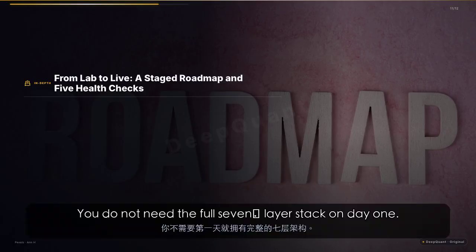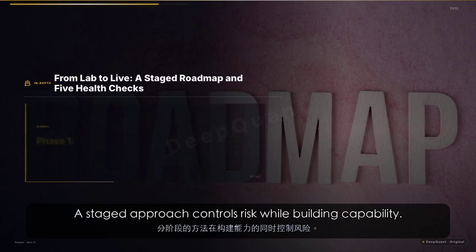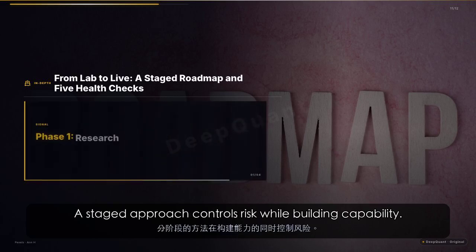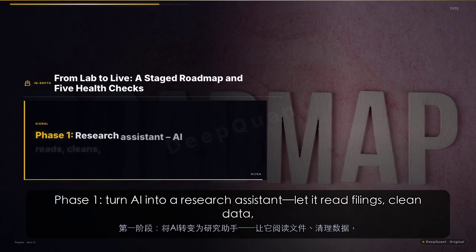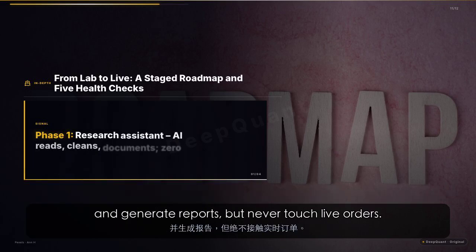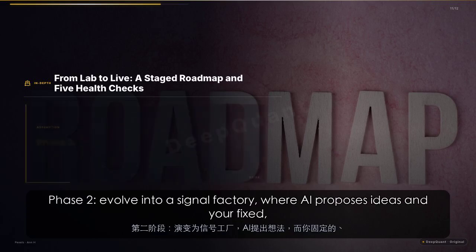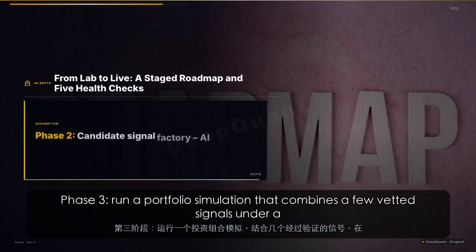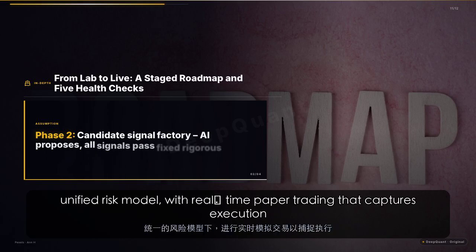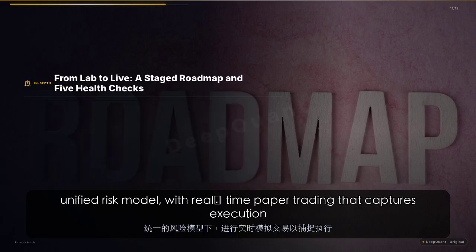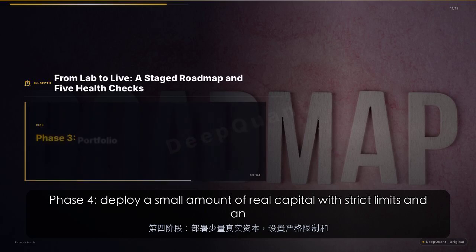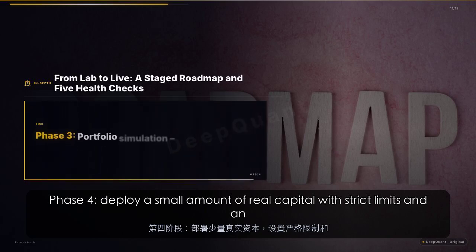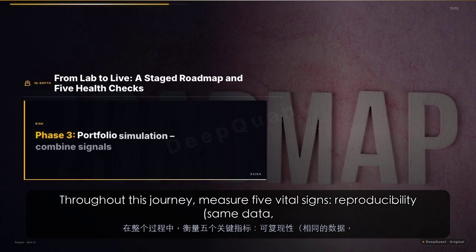You do not need the full 7-layer stack on day one. A staged approach controls risk while building capability. Phase 1, turn AI into a research assistant, let it read filings, clean data, and generate reports, but never touch live orders. Phase 2, evolve into a signal factory, where AI proposes ideas and your fixed, rigorous pipeline validates them. Phase 3, run a portfolio simulation that combines a few vetted signals under a unified risk model, with real-time paper trading that captures execution delays. Phase 4, deploy a small amount of real capital with strict limits and an immediate kill switch.